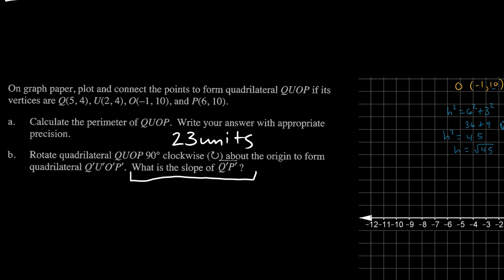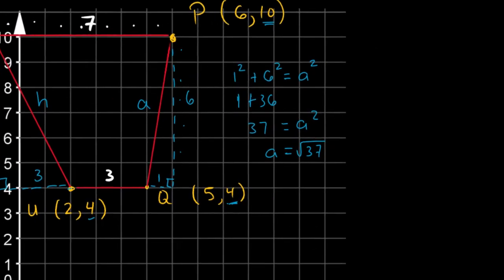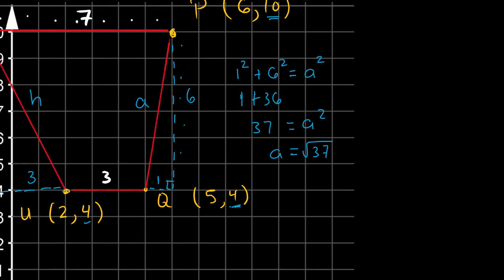So figuring out this slope is just a matter of knowing what the slope of QP is. If I know the slope of QP, I can just get the opposite reciprocal of that, and I would know the slope of Q prime P prime. So let's look at the slope of QP. I can see I've already got a slope triangle here, kind of, right? I've got a rise of 6 units and a run of 1 unit. So this thing has a slope of 6. That's the red line. It has a slope of 6.